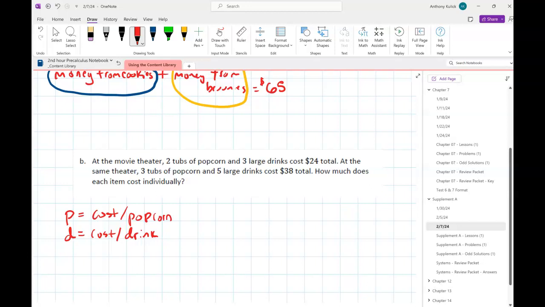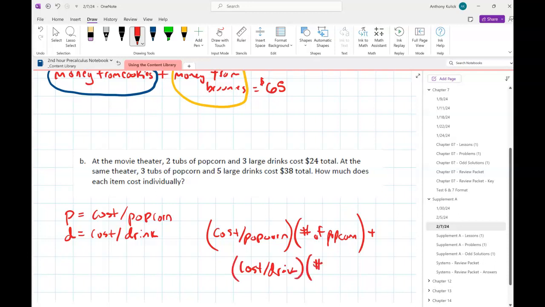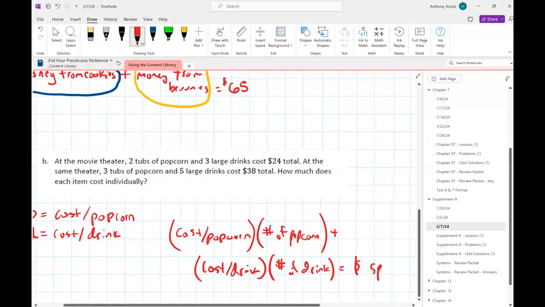Now let's go back and read the rest of this and try to figure out how to write some equations here. So the next sentence says 2 tubs of popcorn and 3 drinks cost $24 total. So I know that the cost per popcorn times the number of popcorn and then the cost per drink times the number of drinks should equal the money spent, right?